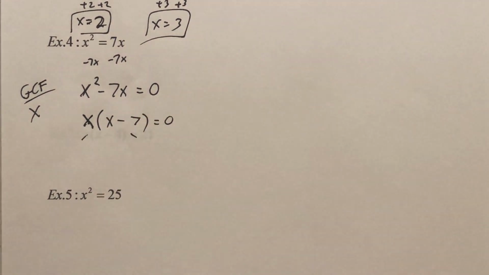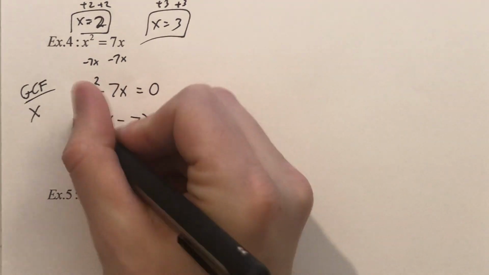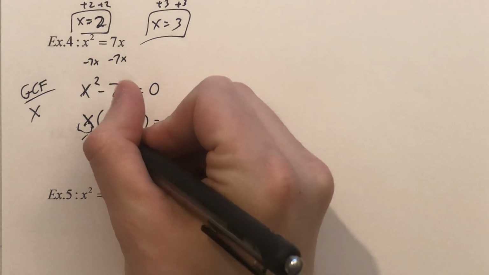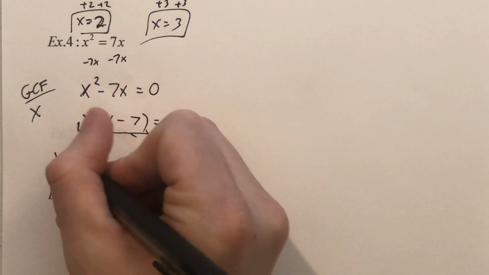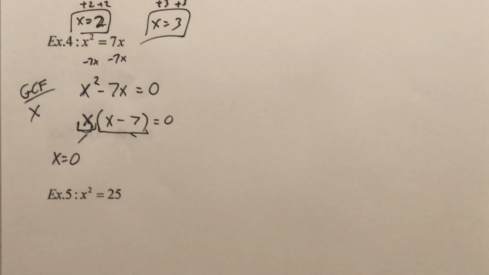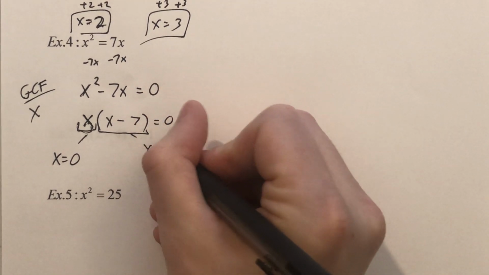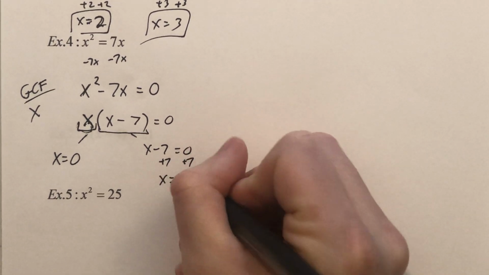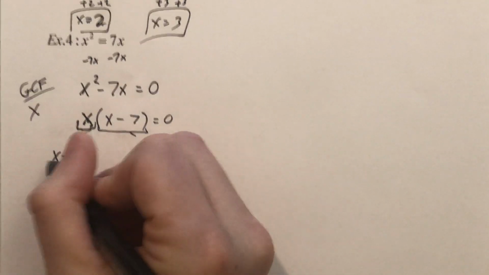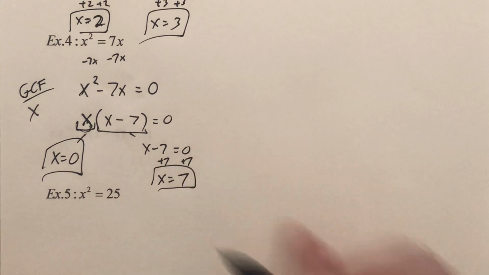Now, to look at them, to break them apart, I know this doesn't look like the other ones, but this is one term, this is another, or one factor, I should say. And when I write that equation, I write x equals 0, and that's an answer. Now over here, I'll write x minus 7 equals 0, and we'll do what we're used to, adding the 7. But notice, again, this gave me a solution, and then there's my other solution.